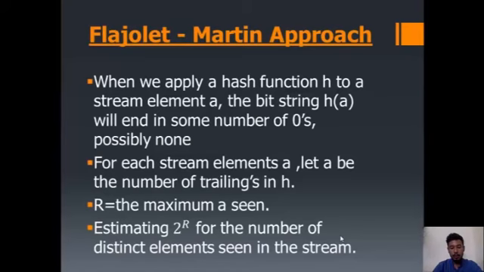As we see more different hash values, it becomes more likely that one of the values will be unusual. When we apply a hash function h to a stream element a, the bit string h(a) will end in some number of zeros, possibly none. For each stream element a, let r(a) be the number of trailing zeros in h(a). R will be the maximum r(a) seen, and we estimate 2 to the power R for the number of distinct elements seen in the stream.